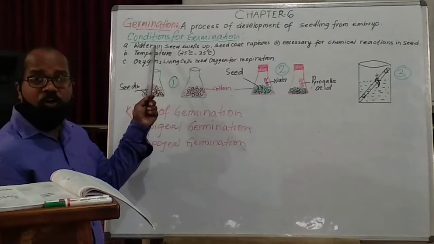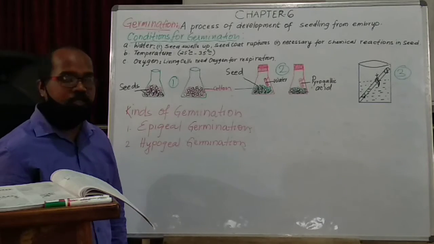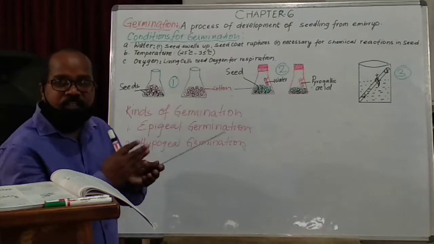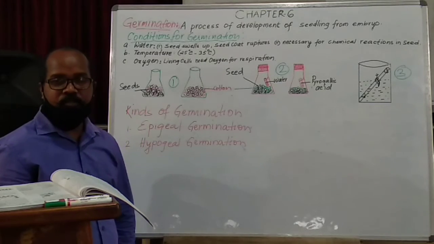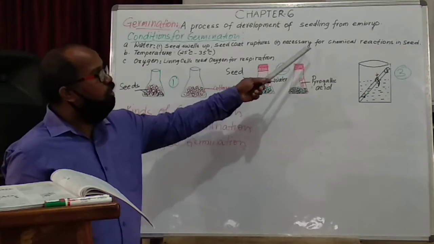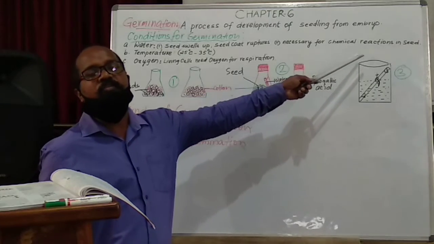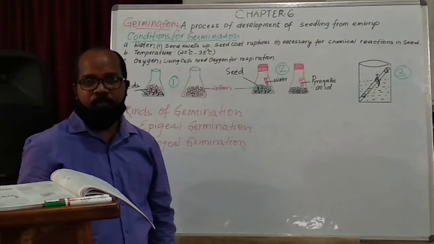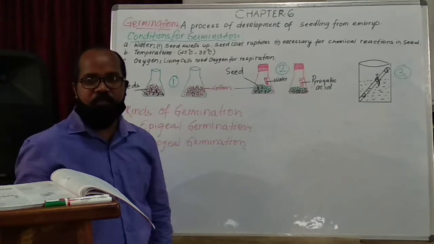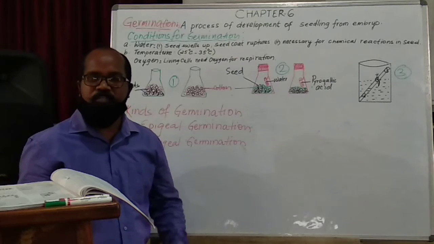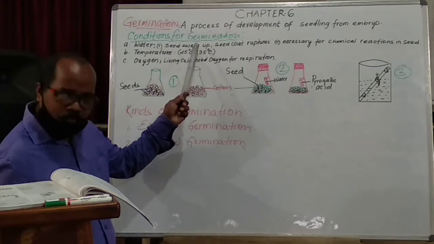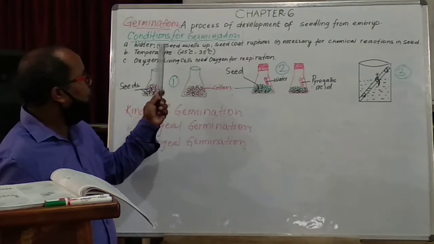Let's see what is the role of water in the process of germination. Number one, seeds swell up. The seed coat breaks. Number two, water is necessary for various chemical reactions within the seed. When the seed is germinating, the embryo gets activated, and this activation of the embryo takes place because of chemical reactions. So these are the two most important roles of water.